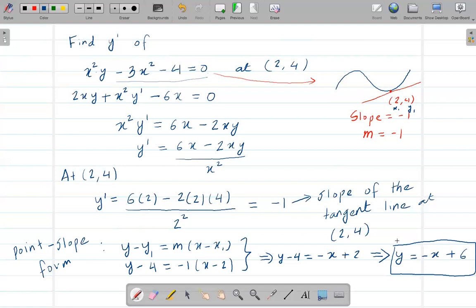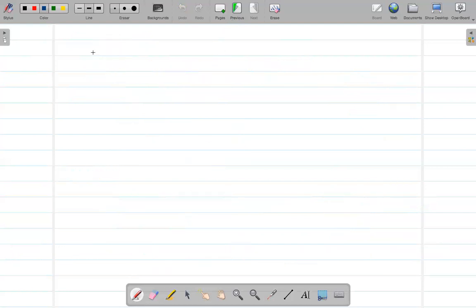I still have 2 more sections. Let me write it anew. Yeah, I still have 2 more sections to cover. So this is section 3.5. So I still have 3.6 and 3.7.